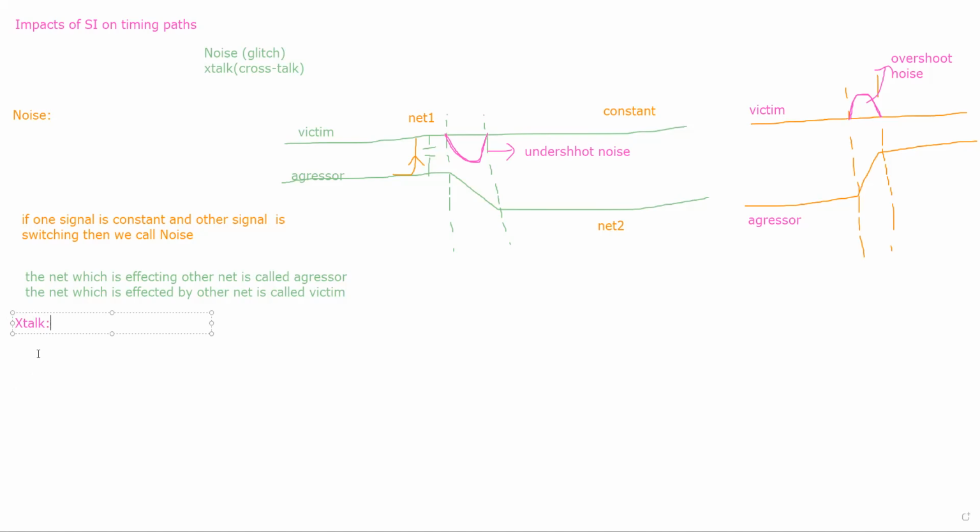So crosstalk means if both the aggressor and a victim are switching, then we have crosstalk. If both aggressor and victim are switching, then we have crosstalk.